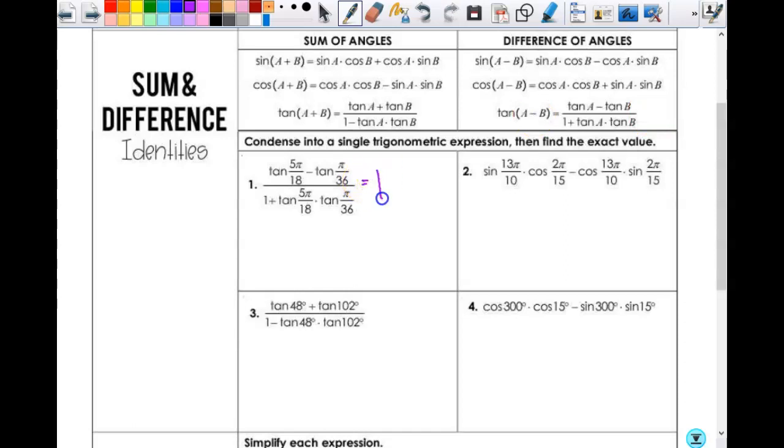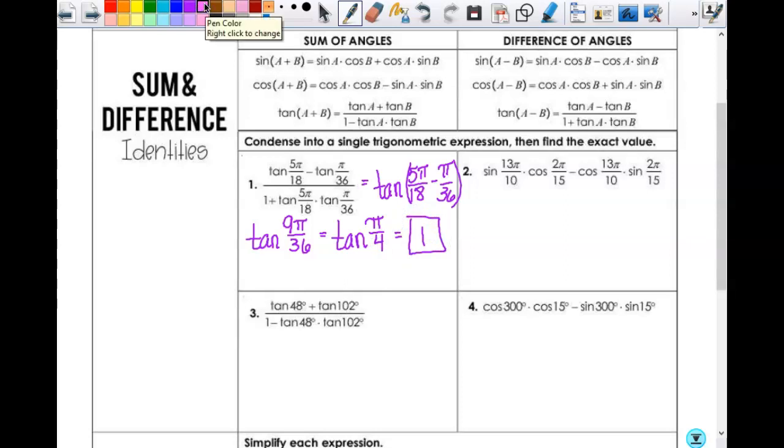So this would be equal to tangent of 5 pi over 18 minus pi over 36. Okay? So then I just need to literally subtract on the inside there. So when I do this, I'm going to need a common denominator, which would be 36. So this would be 10 pi over 36 minus pi. It's going to give me tangent of 9 pi over 36, which is the tangent of pi fourths, which is 1.